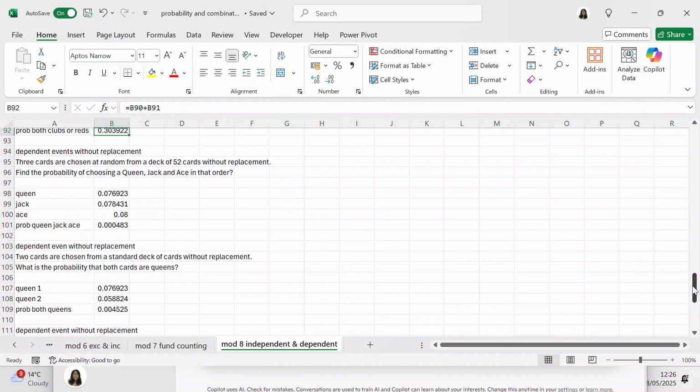The next question we have is dependent events without replacement.